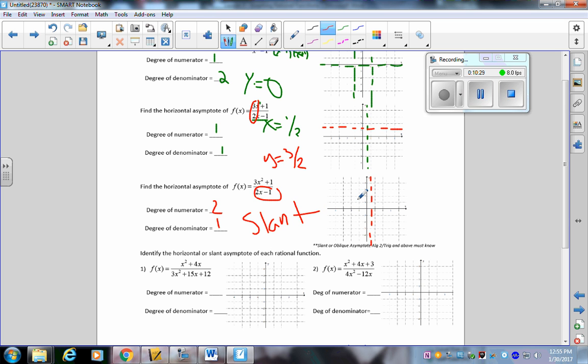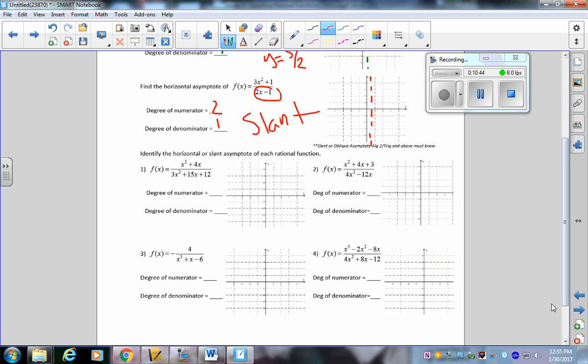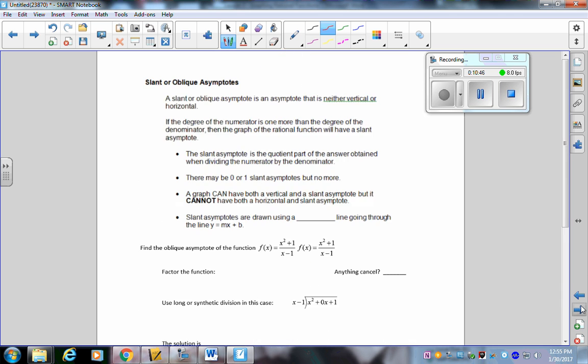We're going to flip to the next page and figure out how to find it, and then we'll come back and actually do these to find the actual equation. But it's going to be a slanty line. We're not going to have a straight horizontal one because the degree in the numerator is bigger than the denominator. So let's figure out how to find our slants, and we'll come back and do it.